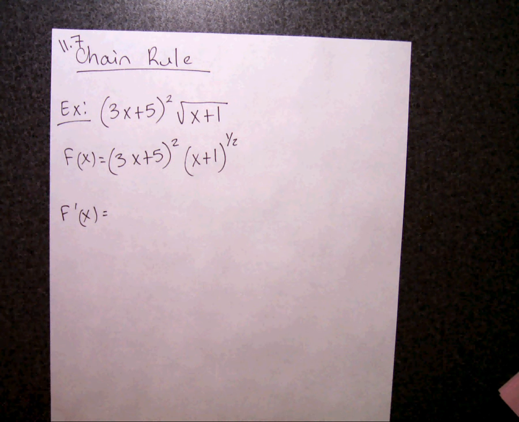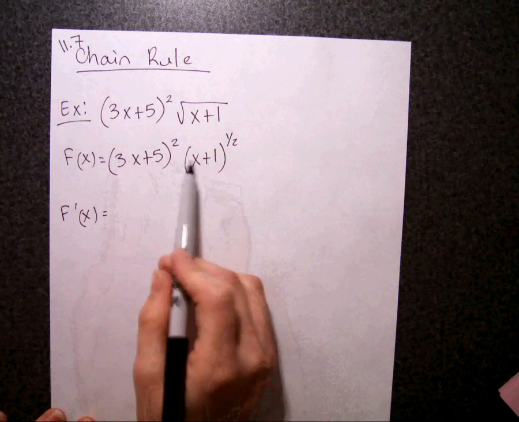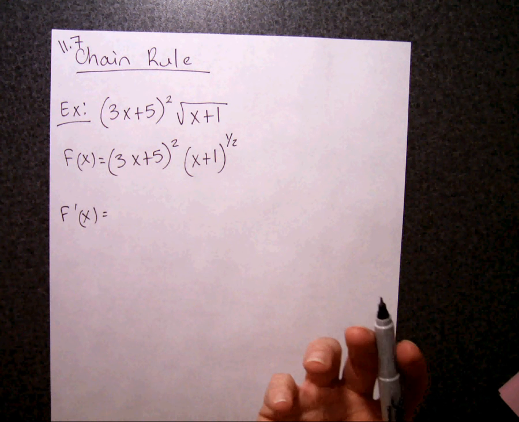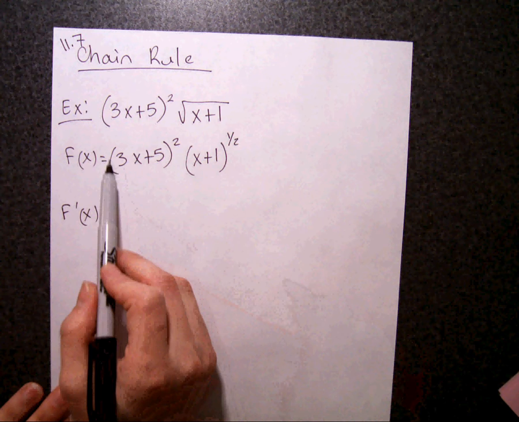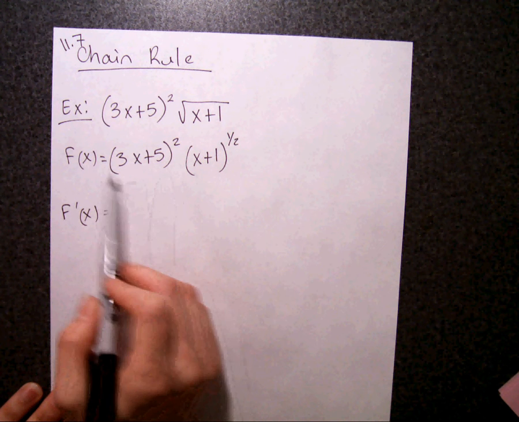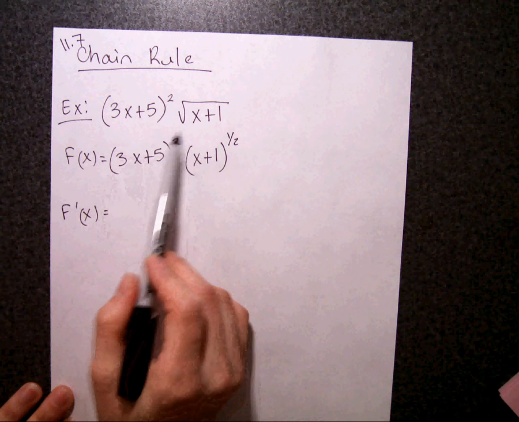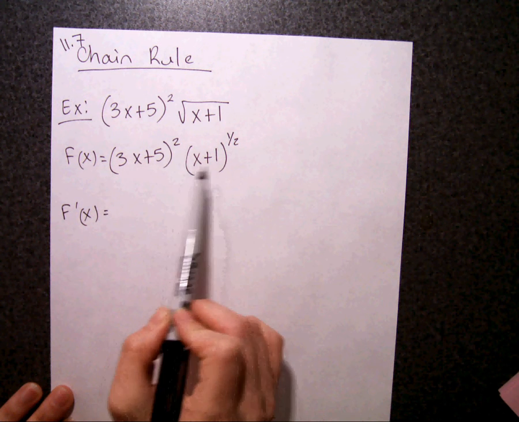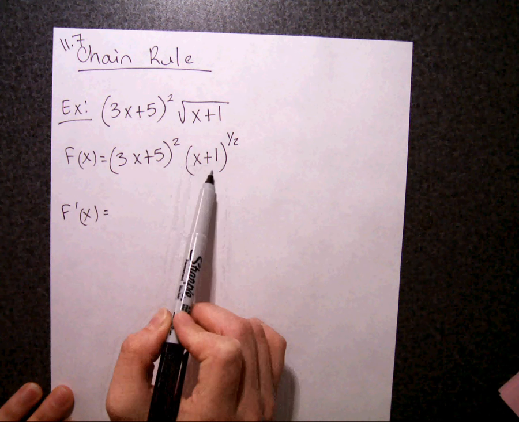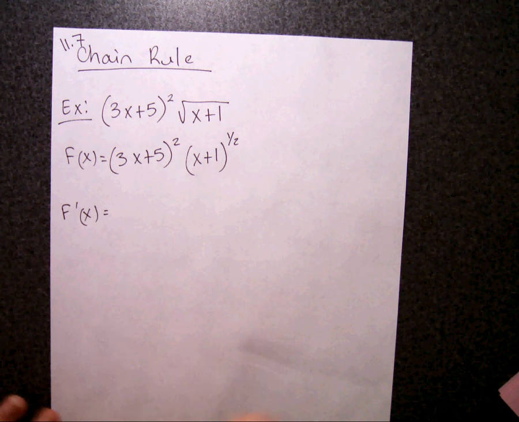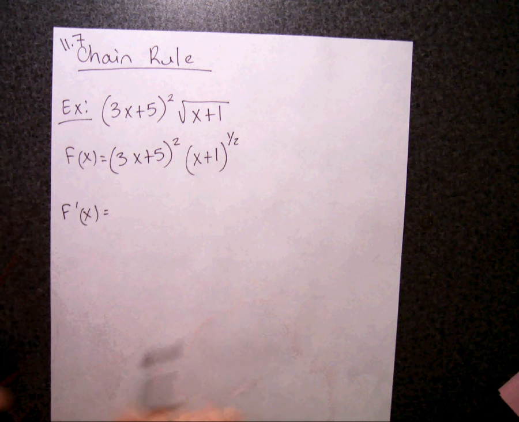Looking at it, big picture, what rule will I have to use? Product rule, right? I'm multiplying this thing times this thing, so I will have to use the product rule. When I take the derivative of this first piece, what rule will I have to use? Chain rule, right? I have an inside function and an outside function. Same thing with the second piece. So just a little bit of crazy power rule going on. So let's take the derivative.